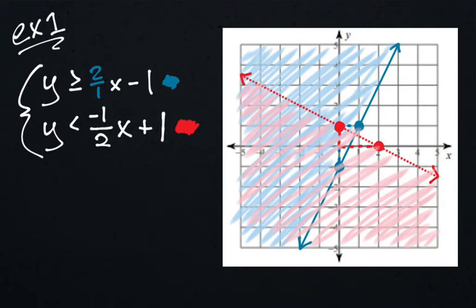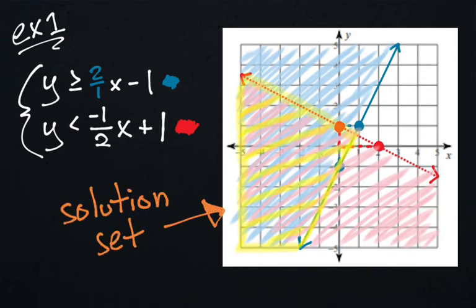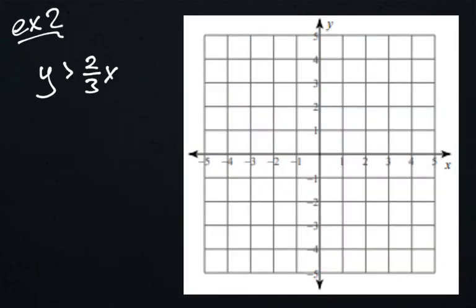Now take a moment to notice the blue and red shaded regions are both there, but they overlap in this area that is now highlighted in yellow. Where the two shaded regions overlap is your solution set. That is the answer that you would highlight, and that is how you do these problems. Here are a few more examples. I encourage you to pause the video, try it on your own, and then hit resume when you are ready.